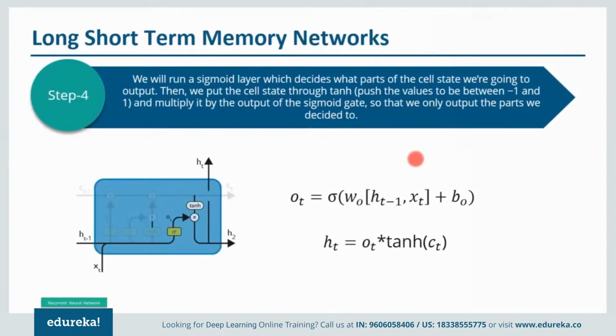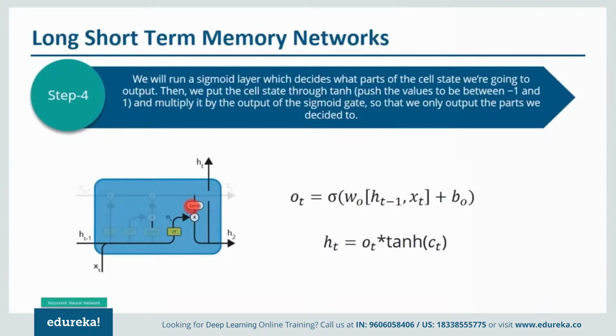Now our last step is to decide what we are going to output, and this output will depend on the cell state, but it will be a filtered version. Now finally what we need to do is decide what we are going to output, and this output will be based on our cell state. First we need to pass ht-1 and xt through a sigmoid activation function so that we get an output that is OT. Alright, and this OT will in turn be multiplied by the cell state after passing it through a tanh squashing function or an activation function.